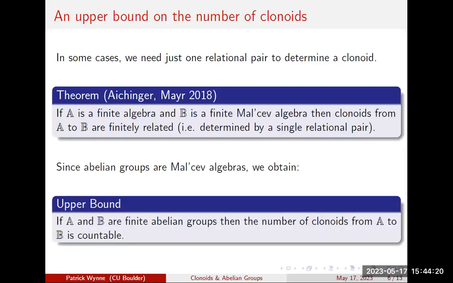So in the case where B is an abelian group, a finite abelian group, I should say, then actually the number of clonoids between A and B is at most countably many.